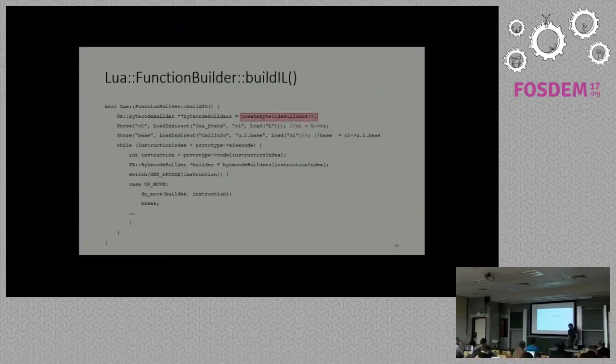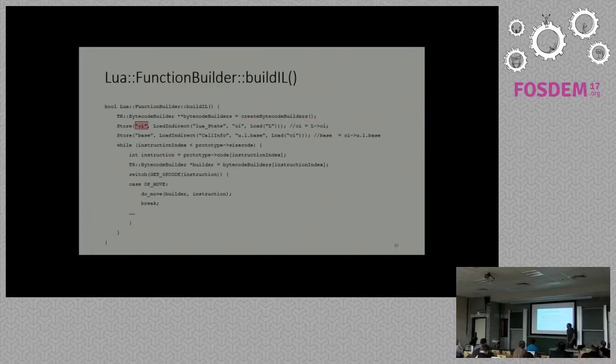So, build IL for it. The first thing I do is, this code is not complete. It would not fit on one page. It'd be multiple pages, so I just have some quick examples of what the code looks like. So create the bytecode builder so that we can generate all of the code.